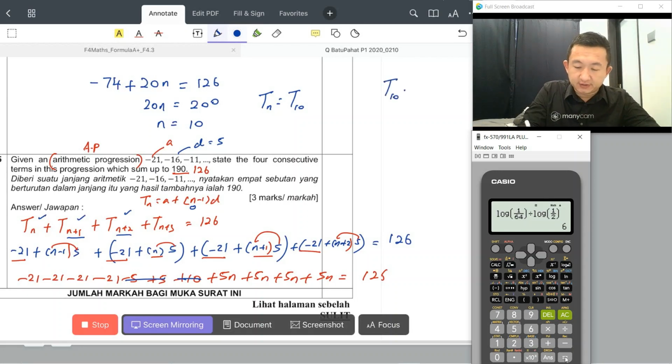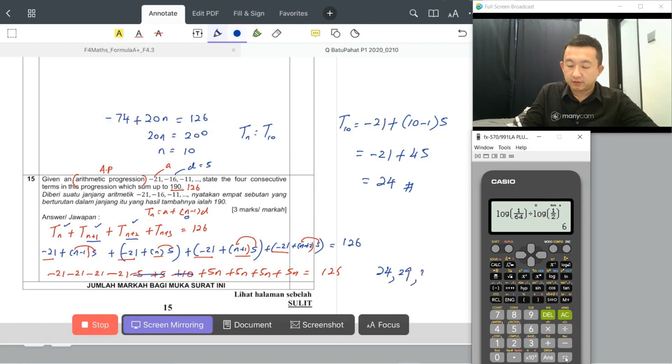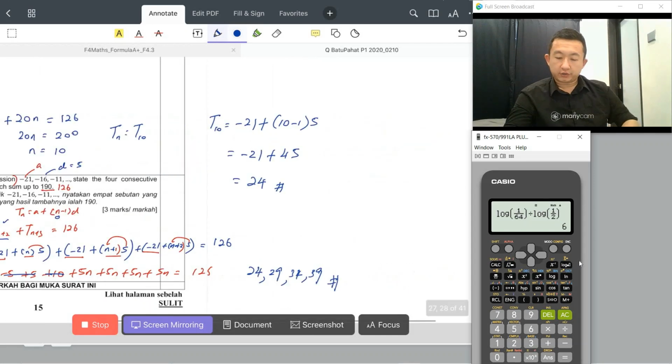So we find T10. T10 equals negative 21 plus 10 minus 1 bracket 5, and you have 24. Okay, you don't have to find T11 using the formula. What you can do, 24 followed by 29, 34, and also 39. And that is the answer, the 4 consecutive terms which sum up to 126. You can try to get this done. 24, 29, 34, 39. Okay, now we go on to the next question.